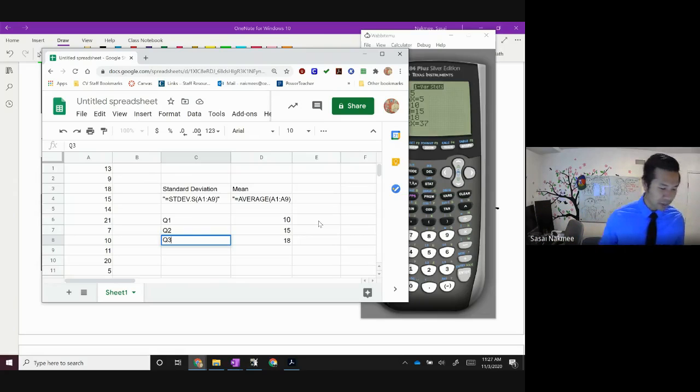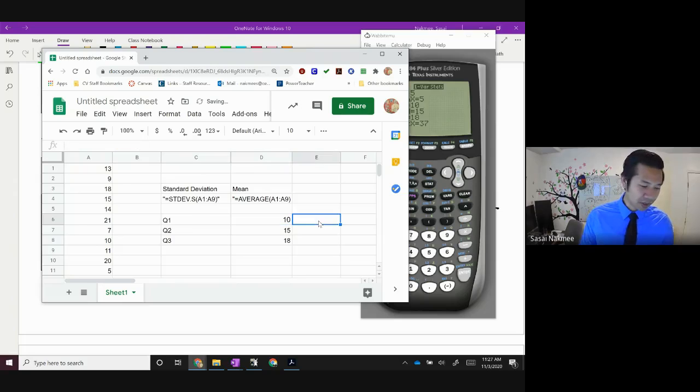The equation for that one before, you've got to learn each one individually here. So this one right here is going to be equals, I already forgot it, quartile.exc, A1 to A15, comma, 1.